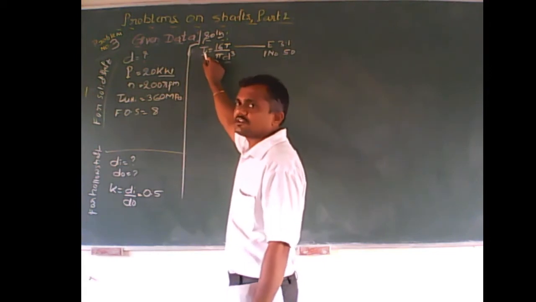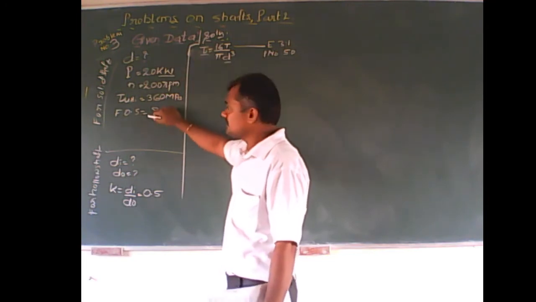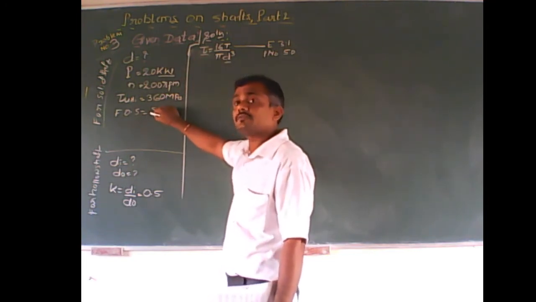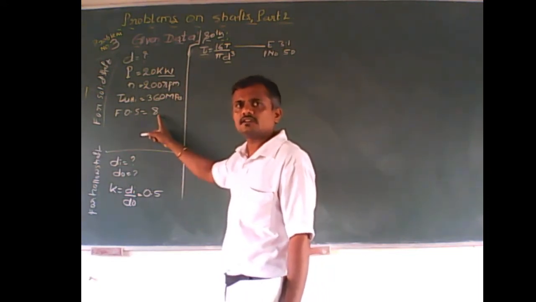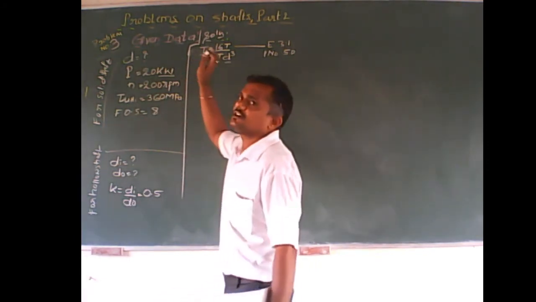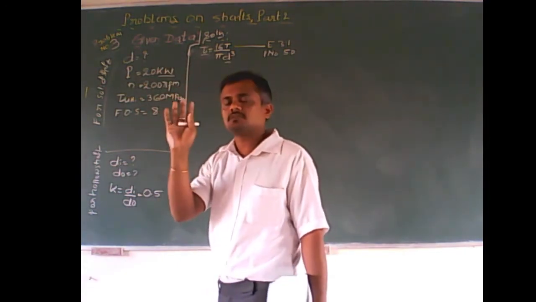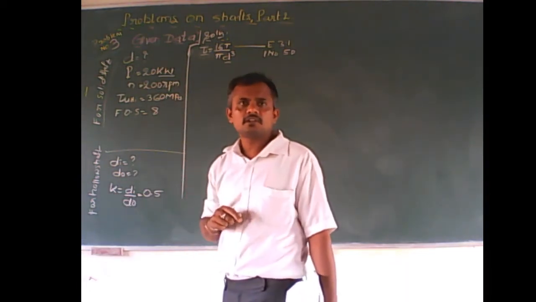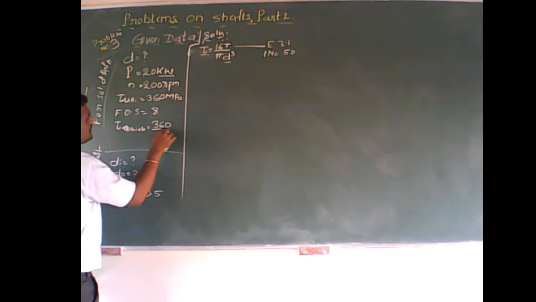Tau, has it been given directly? No, it is given as ultimate. If ultimate or yield is given, at that time the factor of safety will also be given. If a factor of safety is not given, you have to assume 3. Here it is given directly. So with the help of ultimate and factor of safety, we can calculate tau allowable stress. Allowable and permissible are one and the same. Therefore, tau allowable is equal to 360 divided by 8, which is 45. Is that correct?